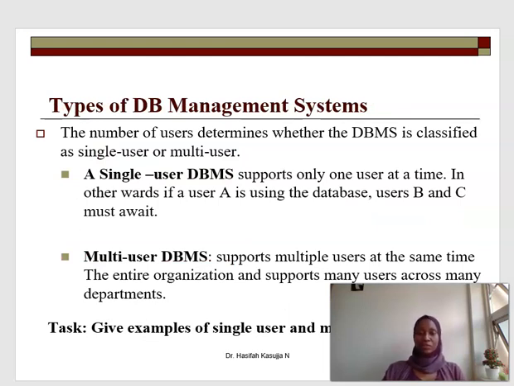So we have different types of database management systems. We have what you call a single user, and then we have a multi-user database management system. A single user database management system supports only one user at a time. It means that if user A is using the system, B and C and Z will have to wait until A exits the database. And then we have the multi-user database management system that allows different users to access the database simultaneously, at the same time.